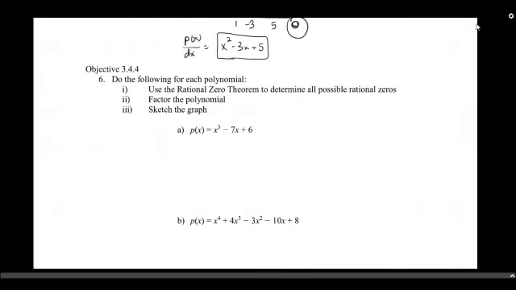All right. Question 6. We have to make a list of possible rational zeros using the rational zeros theorem, factor the polynomial once we find zeros, and then sketch the graph.